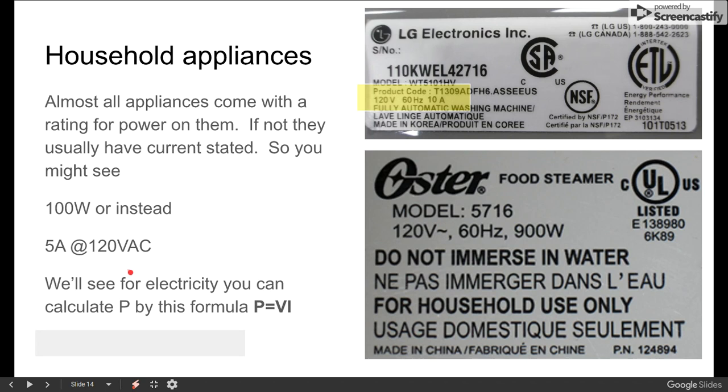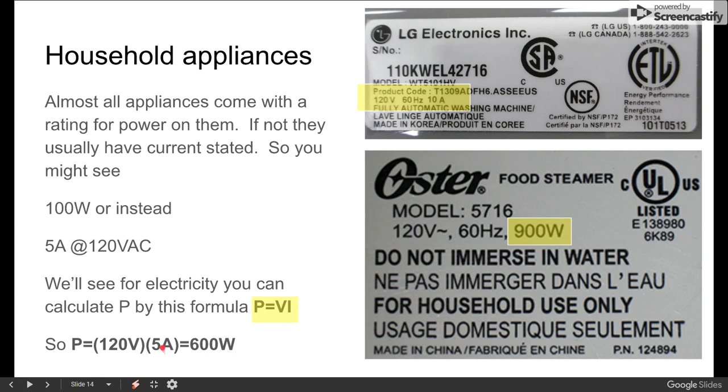What do we do with that? Well, we can take P is equal to V times I, and we multiply the two together, and we get 600 watts. That would be what the power would be on this unit. Now this one here just states it for you. It's already been done. So if you get voltage and current reported separately, you just multiply the two.